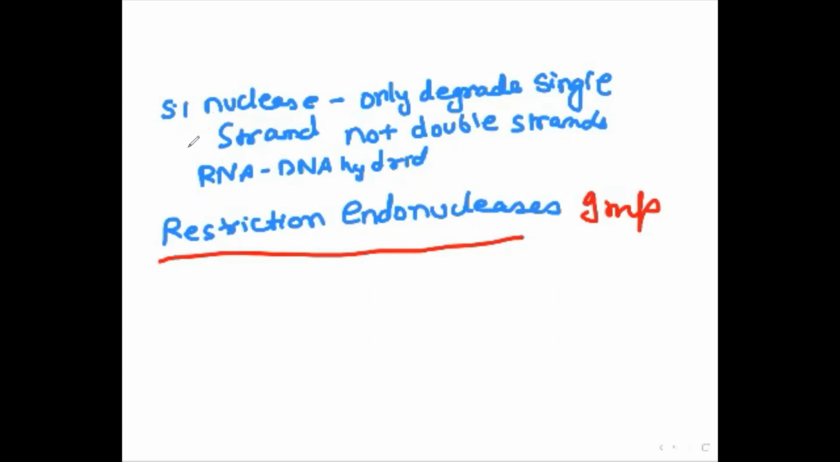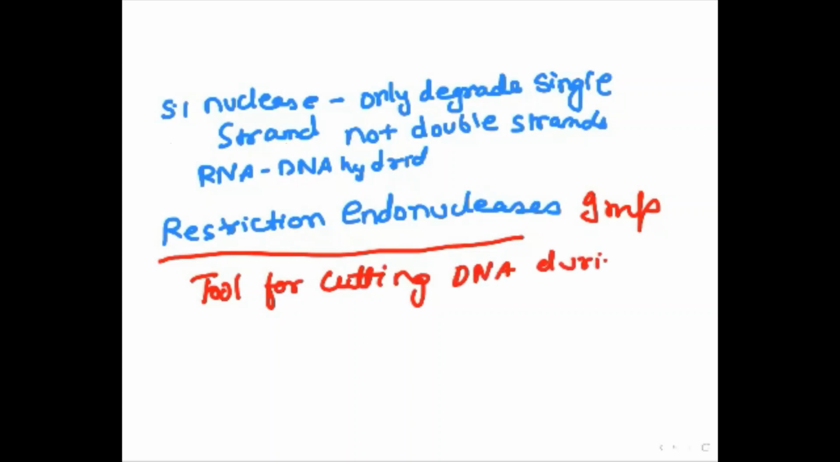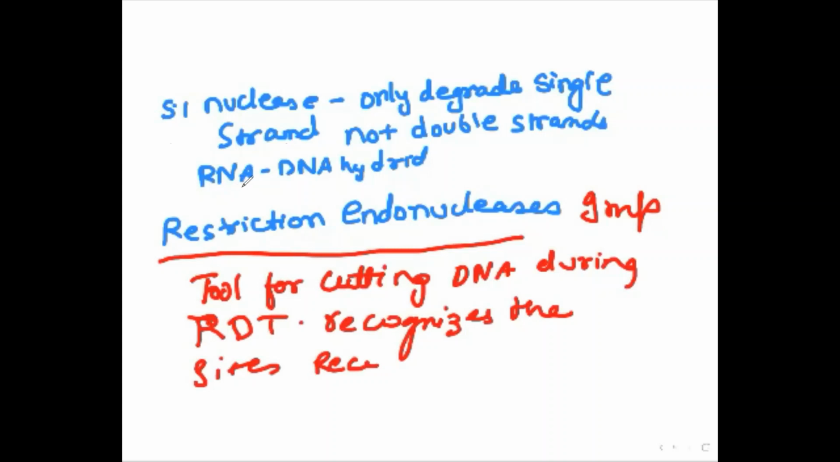We will learn in great detail what blunt ends and sticky ends are, and everything about restriction endonuclease in the upcoming videos. Right now, it's important to know that it is used as a tool for cutting DNA during RDTs. It's a very important tool in recombinant DNA technology. How does it work? It recognizes sites called recognition sites, and it cuts the DNA according to them. It's very, very important, and we will definitely cover it in a lengthy and detailed manner in the upcoming videos.